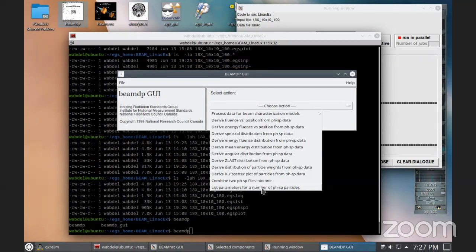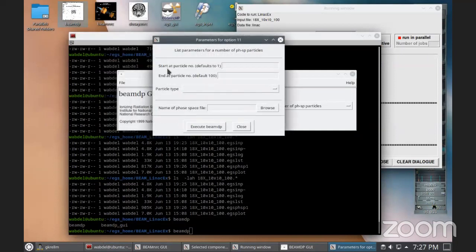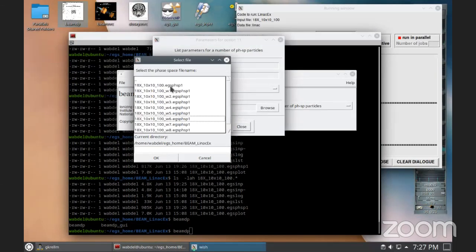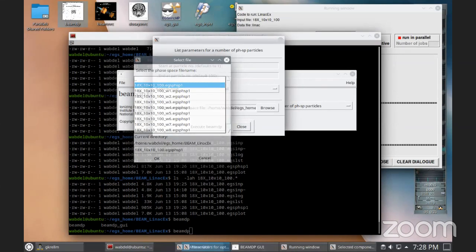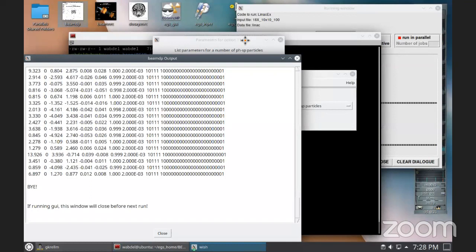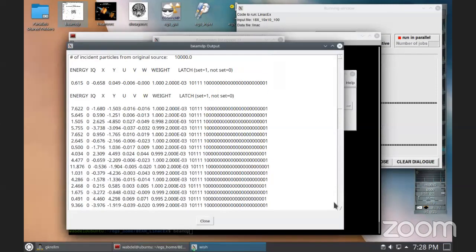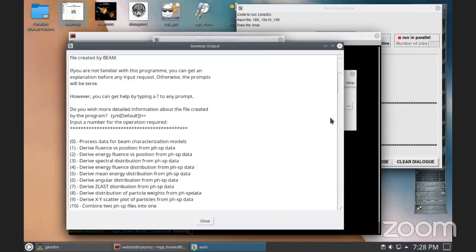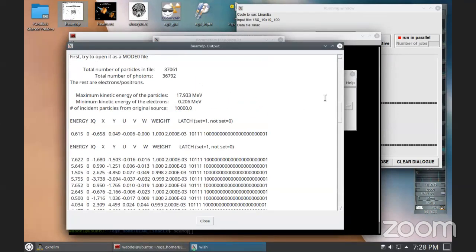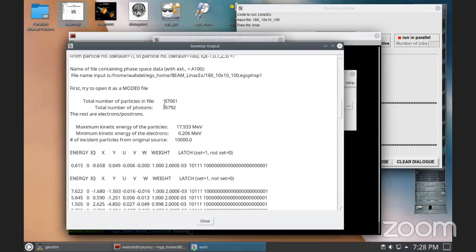So let's list the parameters. We say list parameters for the number of phase-space particles, starting at particle one. Let's put all, I want all particles, then browse and select the phase-space file, and execute. It opens the file and lists only the first 100, otherwise it would be huge. It gives you some information. In this phase-space file we have 37,061 particles. Out of these, 36,792 are photons, and the rest are obviously either electrons or positrons.